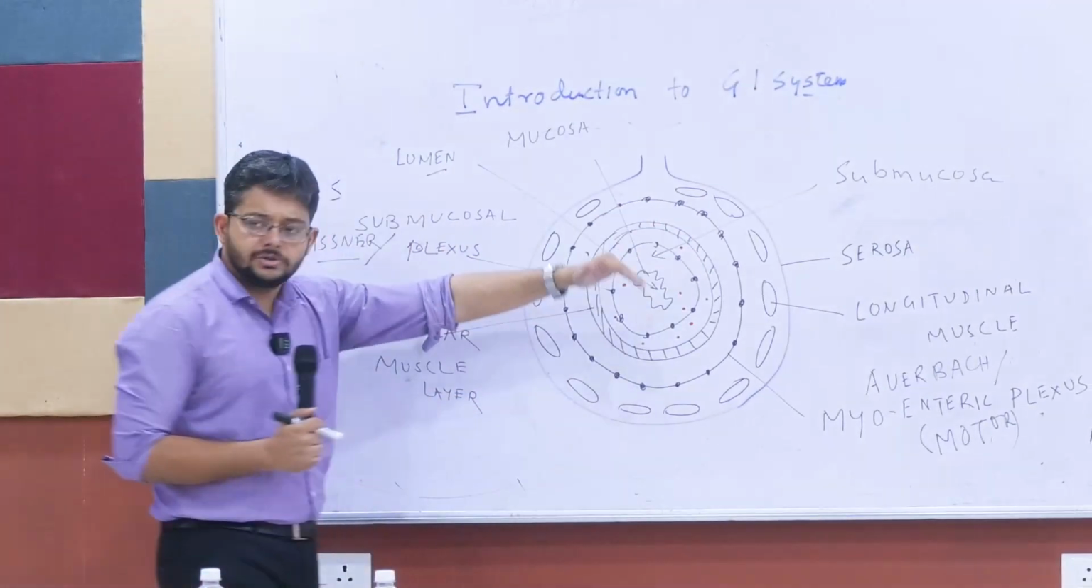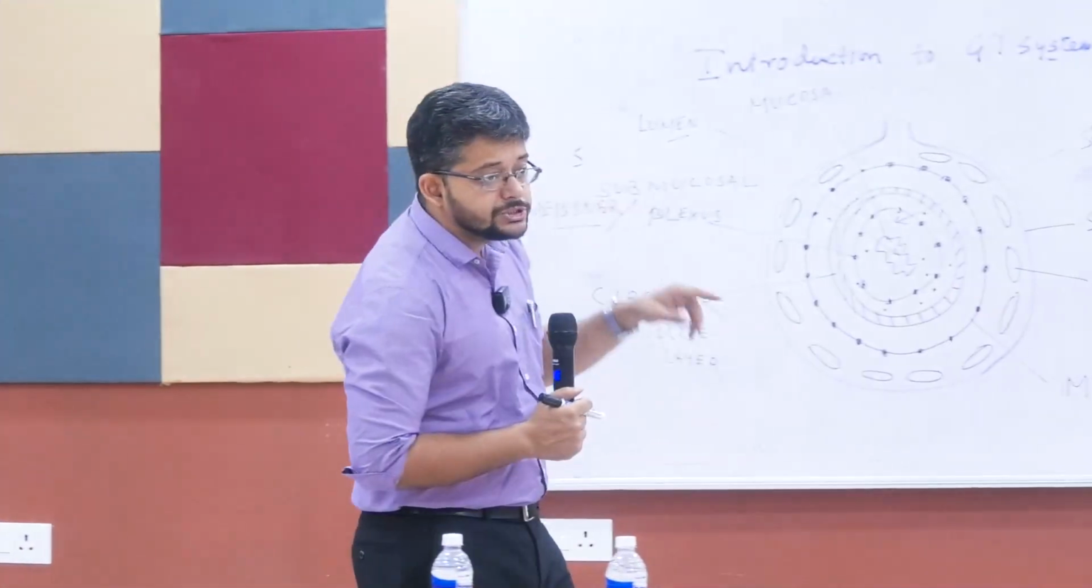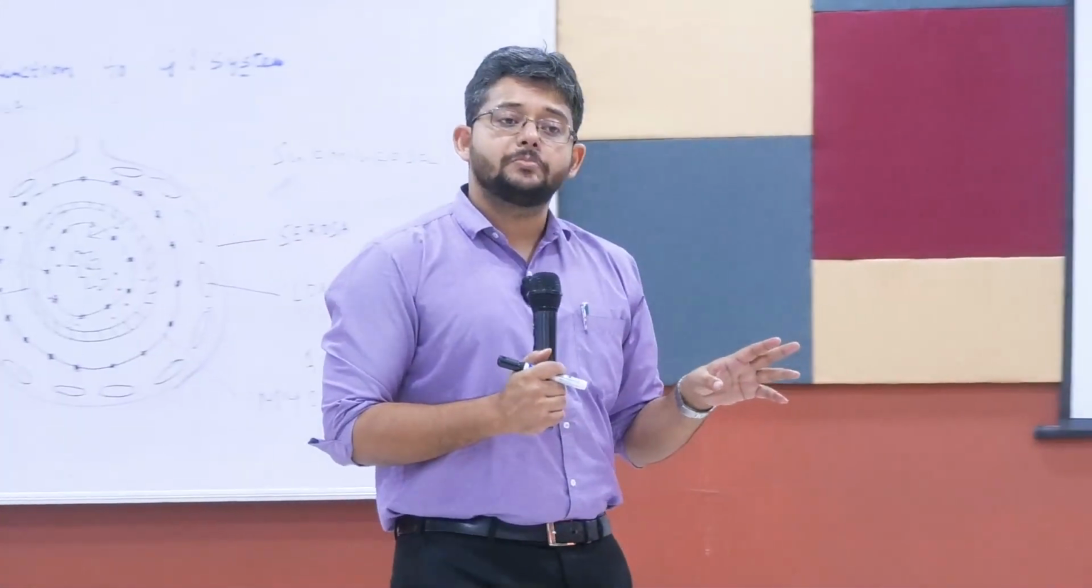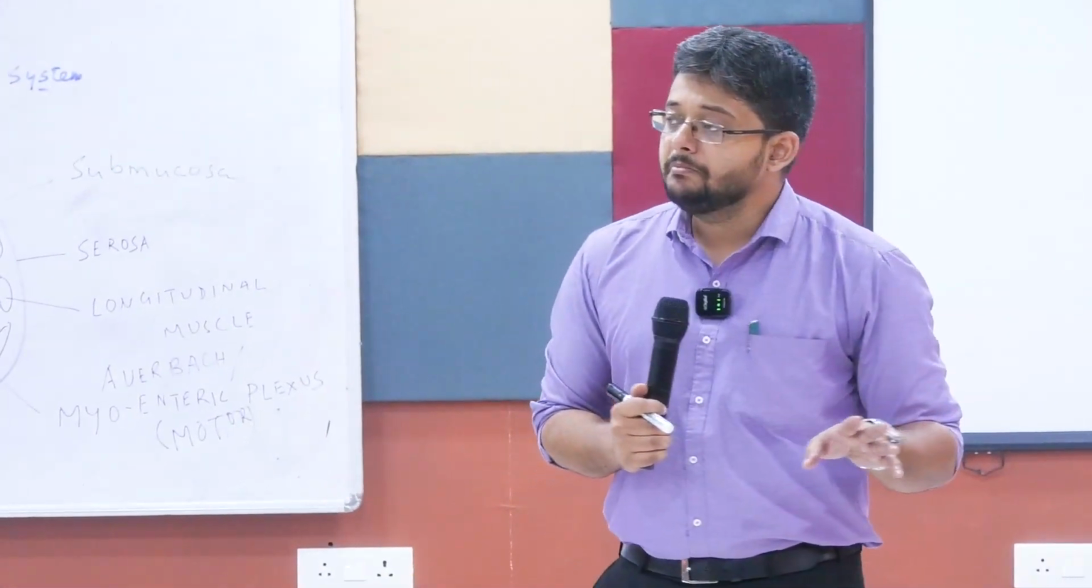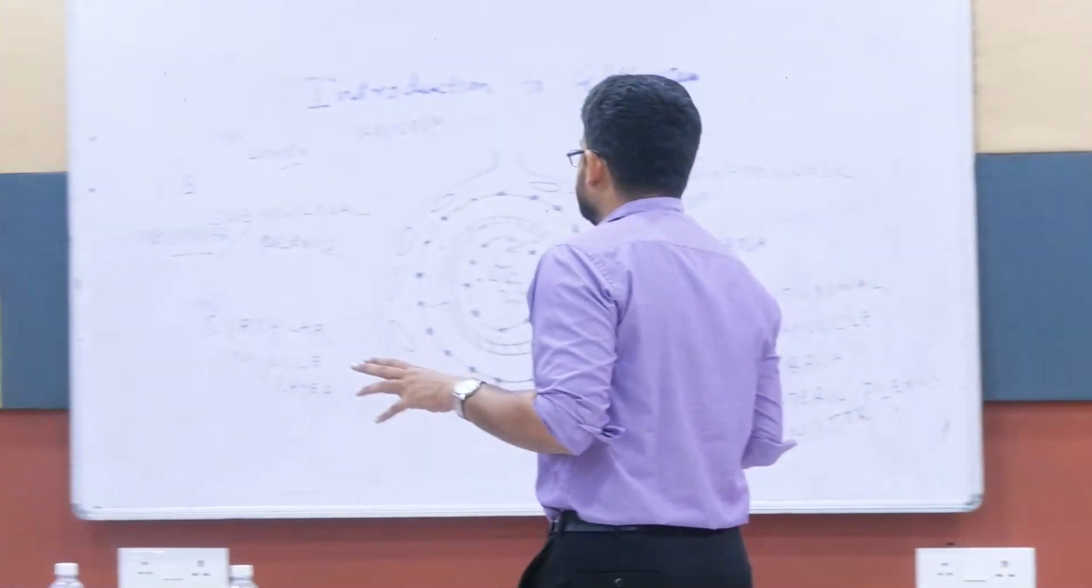Then beyond this we have the submucosa. In the submucosa we have the submucosal plexus, known as Meissner's plexus. What is the function of Meissner's plexus? It is secretomotor, so it helps in secretion. Meissner plexus, or submucosal plexus, supplies the various submucosal glands. So GI secretion depends on the function of the Meissner plexus. Meissner plexus doesn't cause motor stimulation or muscle movement; it causes secretion of the glands.